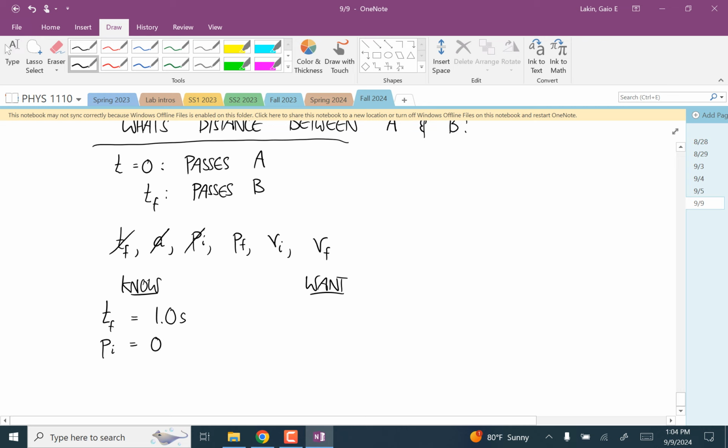Do we know the position when we turn the stopwatch off? No, but that's what we're looking for, right? If we could figure out that position, we can figure out the distance between those two. So this is what we want.